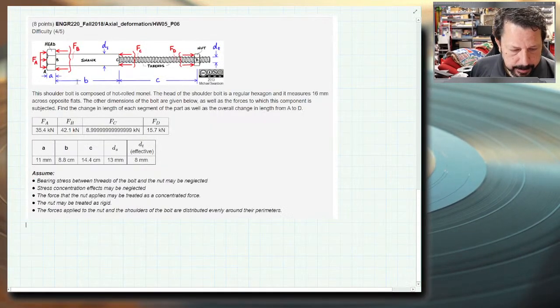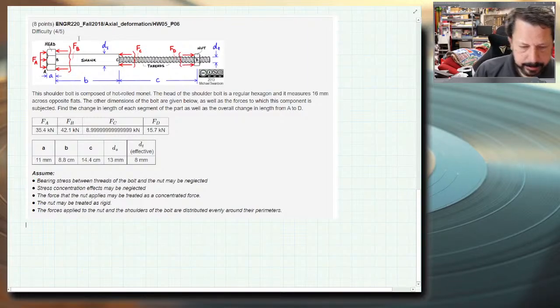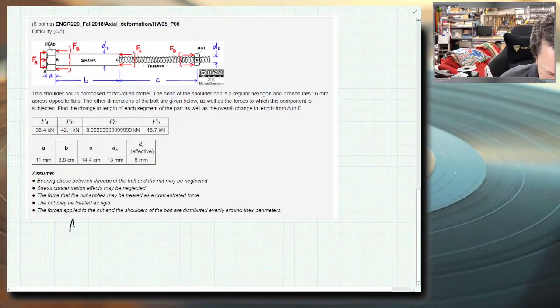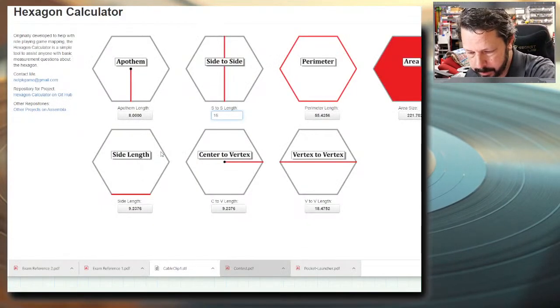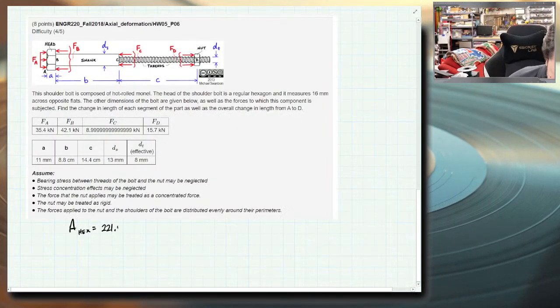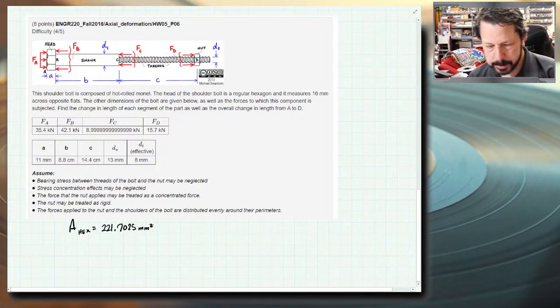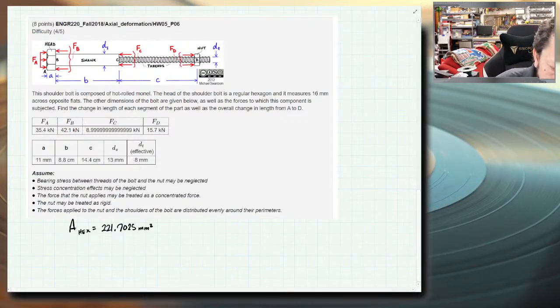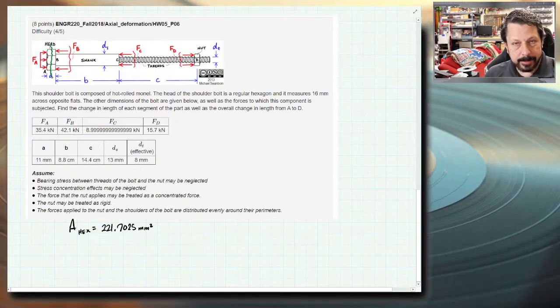All right. So our area, I guess we could start with that now that we have the area. Area of the hexagon for us was 221 point something, 7025 square millimeters. And maybe that's an easy one to start with. So I would cut the head in half because that's one section.